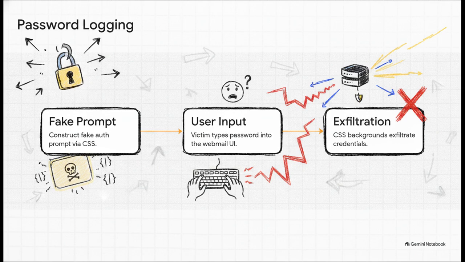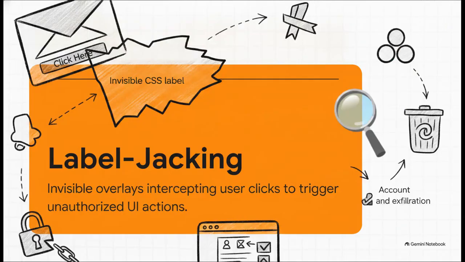And Step 3, background image requests dynamically trigger for every single character you type. It literally beams your password back to an attacker's server, keystroke by keystroke in real time, without a single script. And the escalation continues with a technique called label jacking.